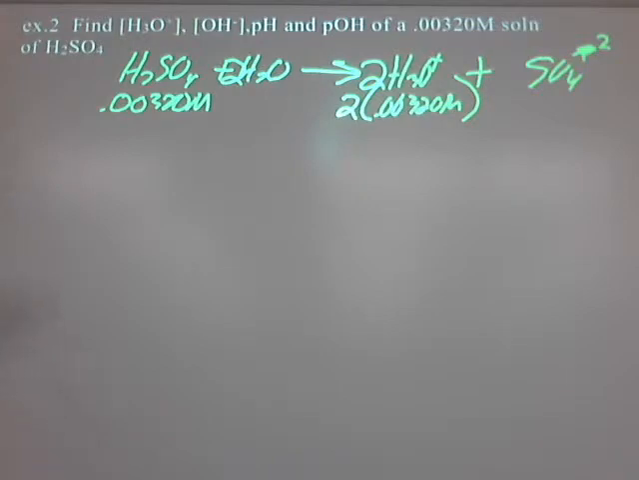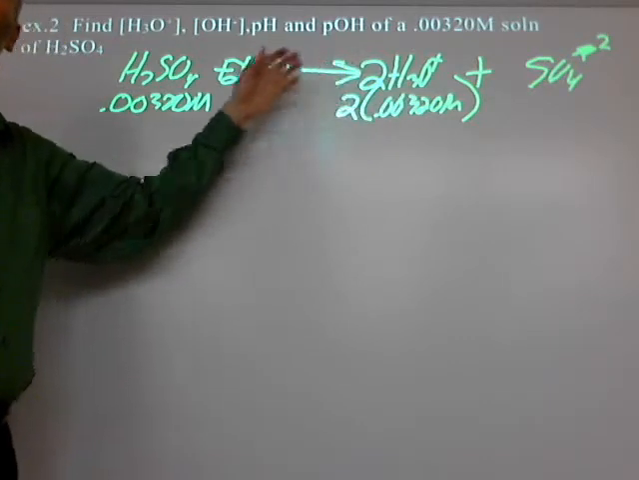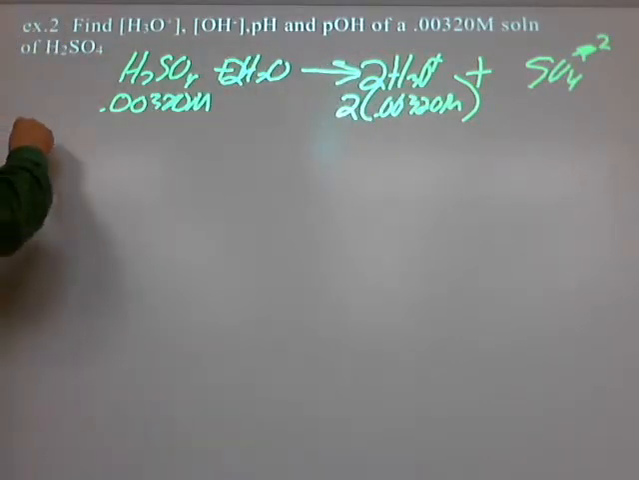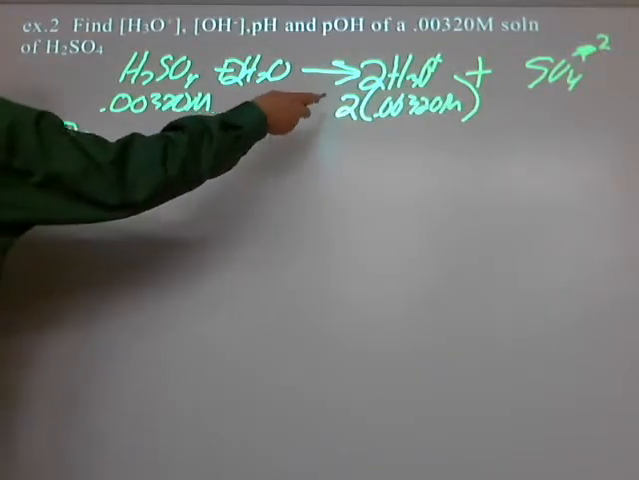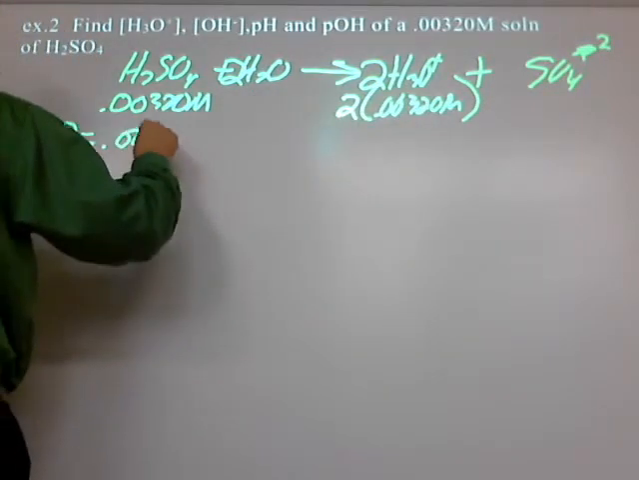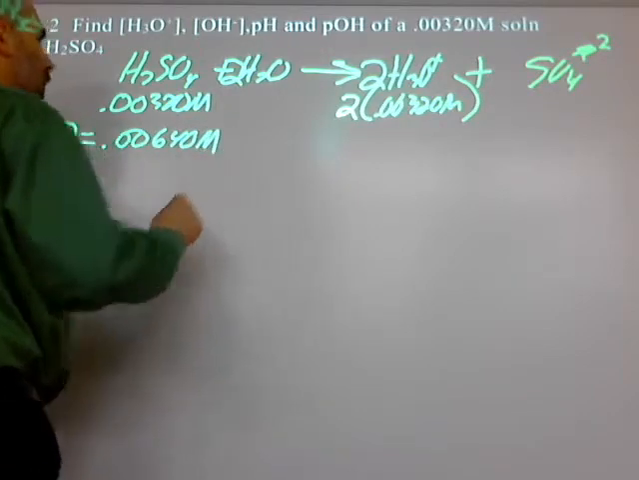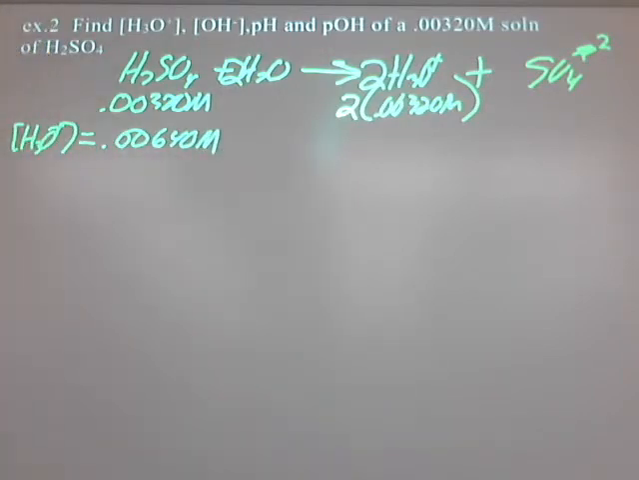So now, everything here is going to be done backwards. Last time I was given the OH first. This time I'm given the hydronium first. Everybody see why I know the hydronium ion concentration now? What is the hydronium ion concentration? It's not 0.0032. It's 0.0064, right? Because it's 2 times that. 0.00640 molar.